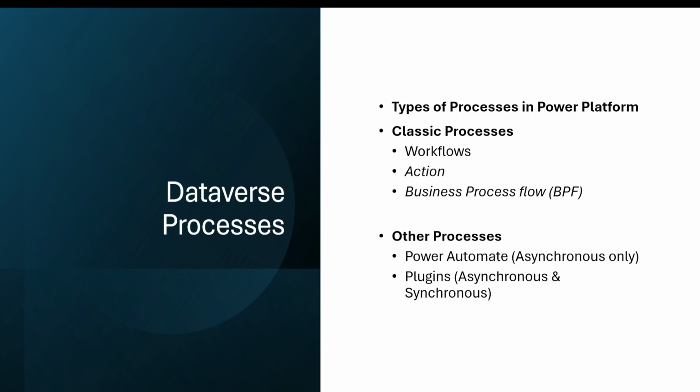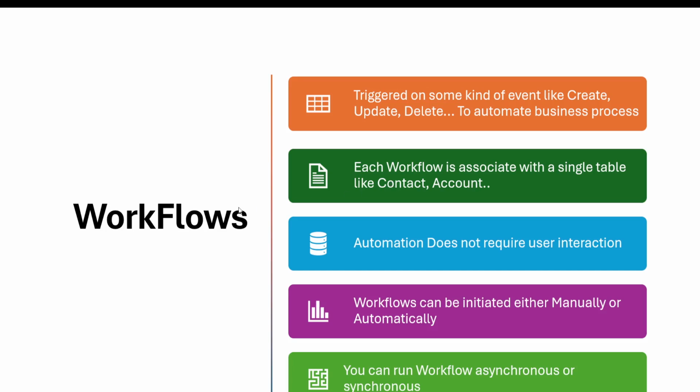So classic processes are the original built-in automation tools in Dataverse used before Power Automate became the modern standard. They allow organizations to automate business logic directly inside the platform without code. The classic process types, as I said, include the workflows, the business process flows, and the actions. And they also used to have something called dialogues, but it has been deprecated now. These processes run on the server side and are tightly integrated with Dataverse records, making them reliable for validating data, updating fields, and guiding users through structured steps. So today we're going to be doing workflows.